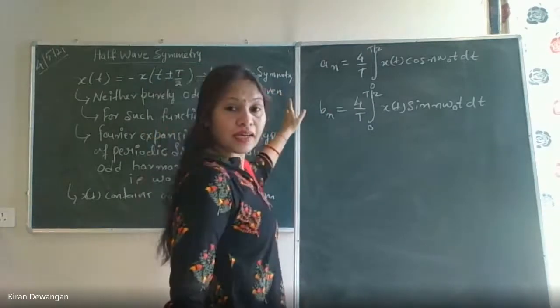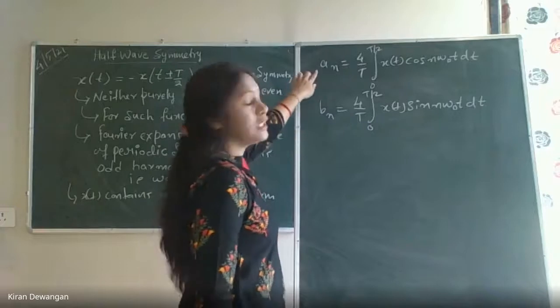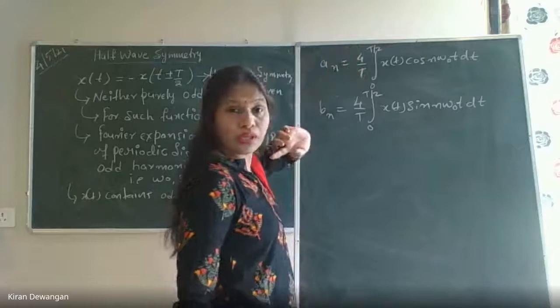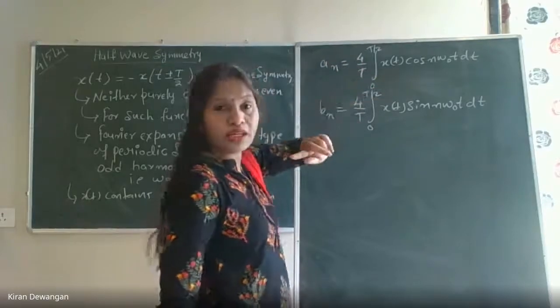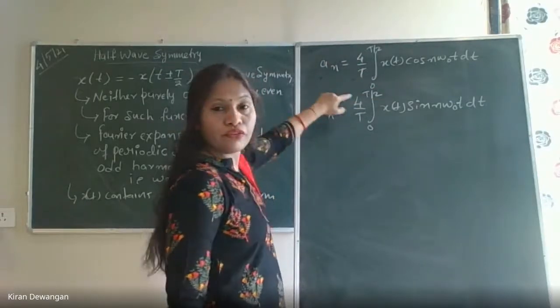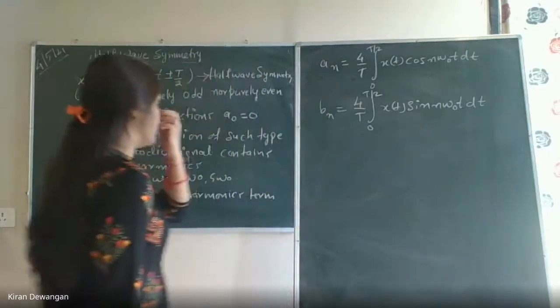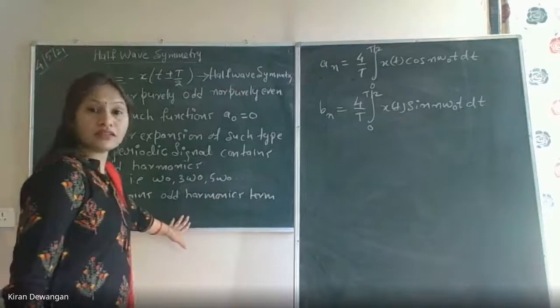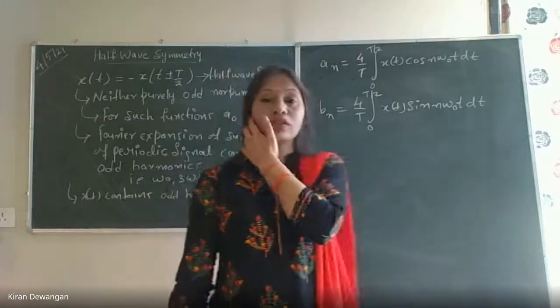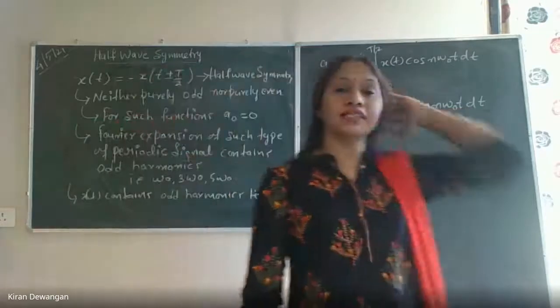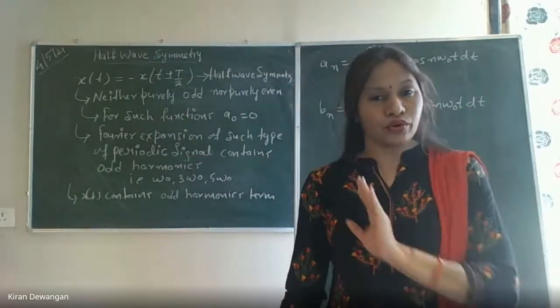If it is satisfying the condition of half wave symmetry, then the formula for an will be 4 by T integration 0 to T by 2 x(t) cos n omega naught t dt, and bn will be 4 by T integration 0 to T by 2 x(t) sin n omega naught t dt. So these are the things that we need to remember about the half wave symmetry. What is the first thing? That it is neither purely odd nor purely even.